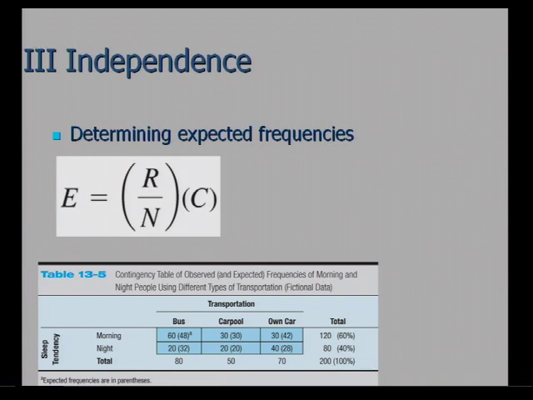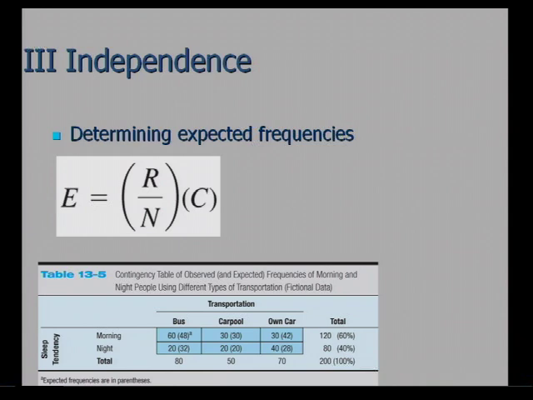So for example, here's a contingency table with sleep tendency, morning and night, and transportation, bus, carpool, and own car, and the counts. You see at the very top row, 120 of the total sample have the sleep tendency of the morning. If you take 120, your row total, and divide by n, 200, your total n, you get 60%. 60% multiplied by your column total, 60, would give you your expected value from this calculation. So this is how you will calculate the expected values for each cell if you have an unequal n.